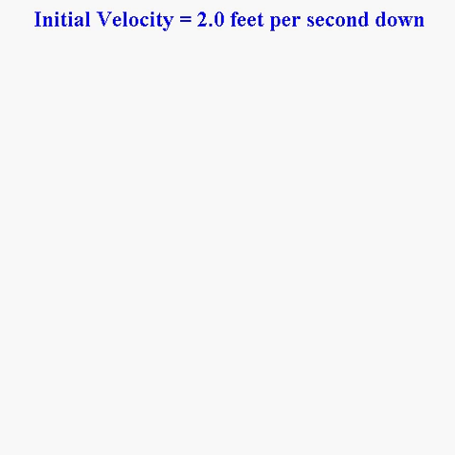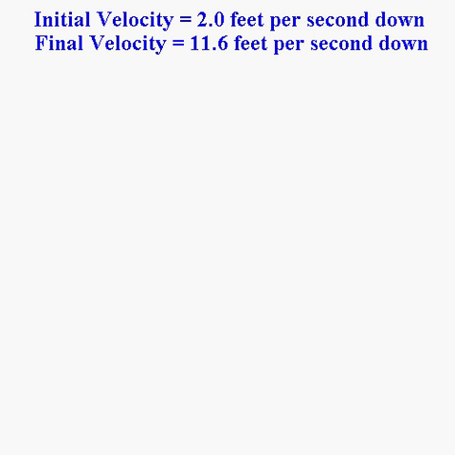In this example, we're calculating acceleration. We're given that the initial velocity of the ball is 2.0 feet per second down. We're also told that the final velocity of the ball is 11.6 feet per second down. And we know from the figure that the time interval between those two velocities is 0.30 seconds. So that's all the data we have.